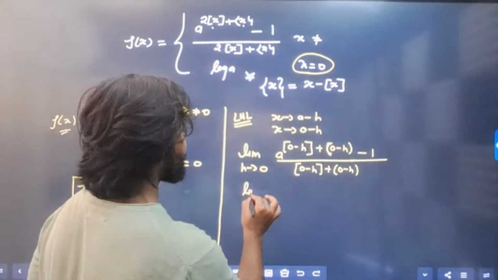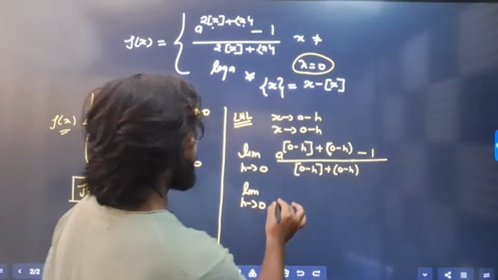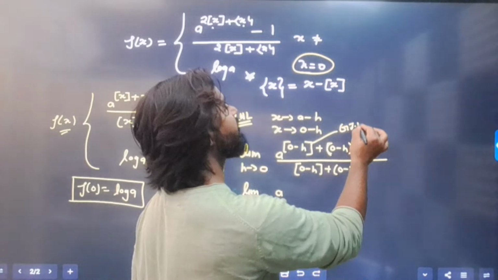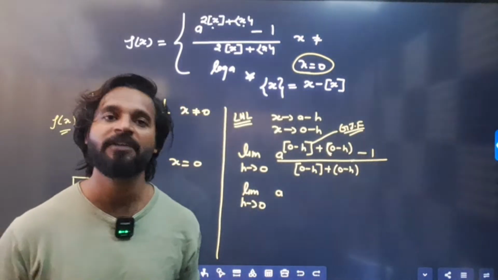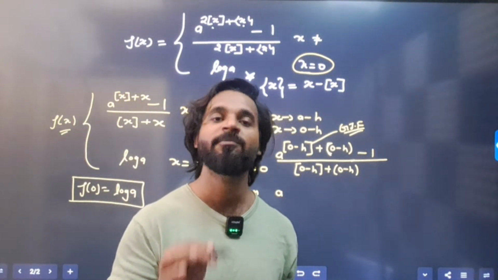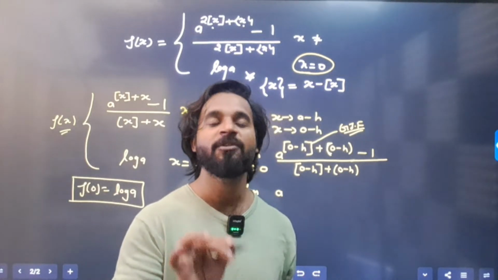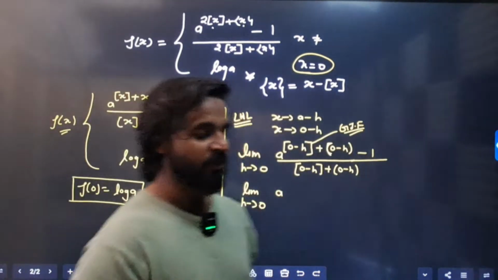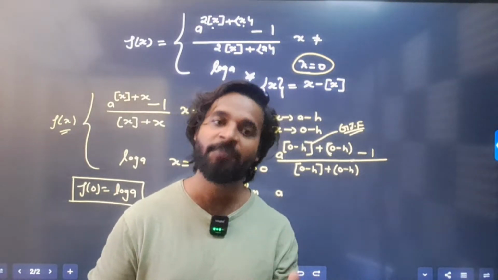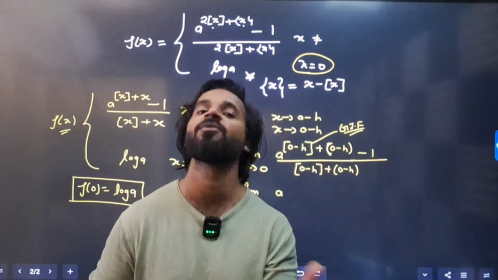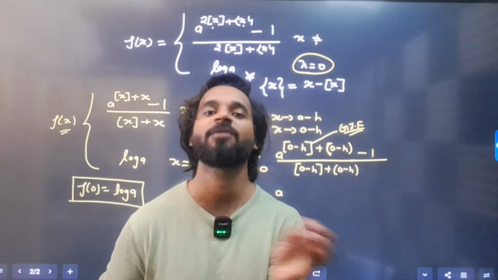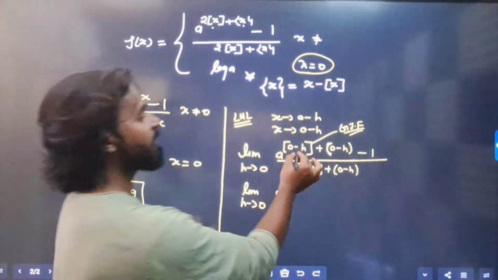So limit h tends to 0. One more thing I am telling you, a to the power greatest integer, this is a GIF, greatest integer function. You know very well greatest integer function of x always belongs between two integers and takes the minimum value. So 0 minus h, and h tends to 0, it means h is not 0, h is a very small value between minus 1 to 0, 0 to 1. So minus h gives you minus 1 as the minimum value.